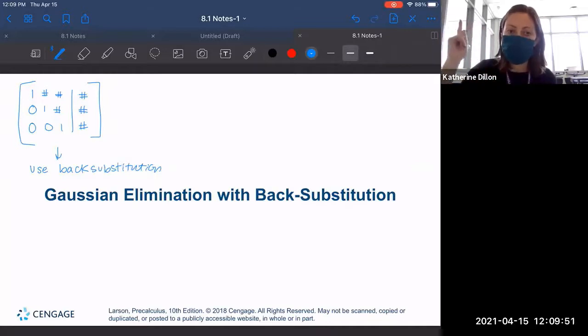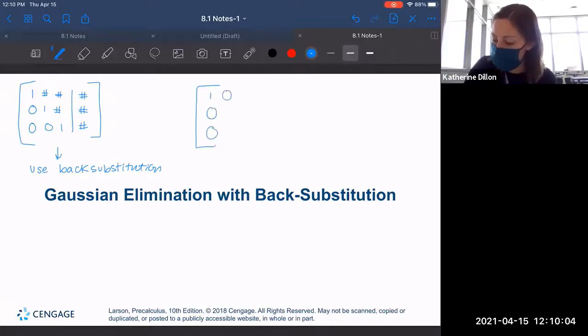You can solve these problems entirely without converting back to equations, but just by using matrices. That is going to look like this. We're going to try to get a double staircase pattern.